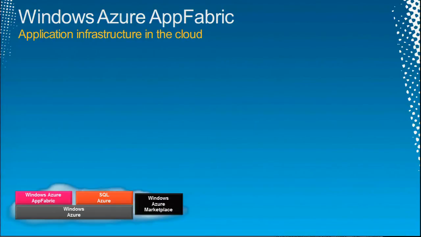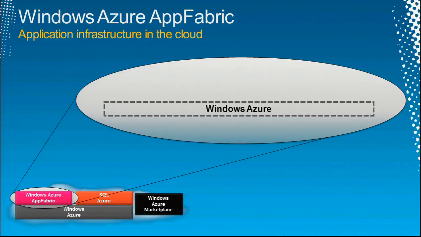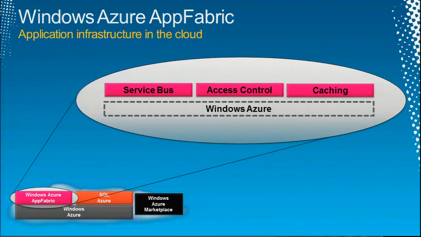Next, Windows Azure App Fabric. Okay. Application infrastructure in the cloud. What we're seeing here is a variety of things all running on Windows Azure. Right now, Windows Azure App Fabric has three things: Service Bus, access control, caching. There's more that's been announced in CTP very soon, but right now, those are the three parts of the story we're going to talk about.